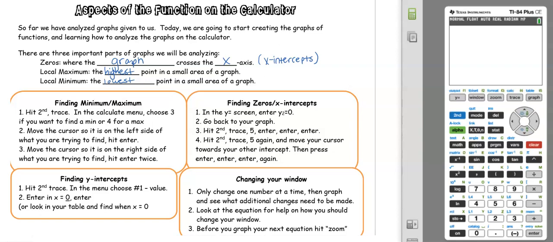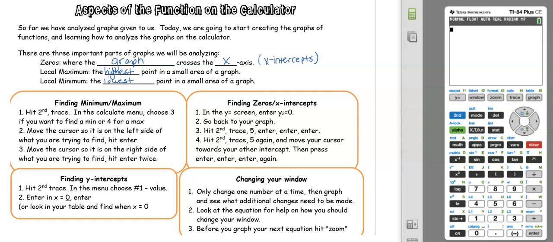Now up here I have all these little boxes. These are some cheat boxes on how to use your calculator. It's all about muscle memory, so constantly going through and hitting these buttons is the only way that you're going to really remember where to go. And I have the information here for you in case you forget.